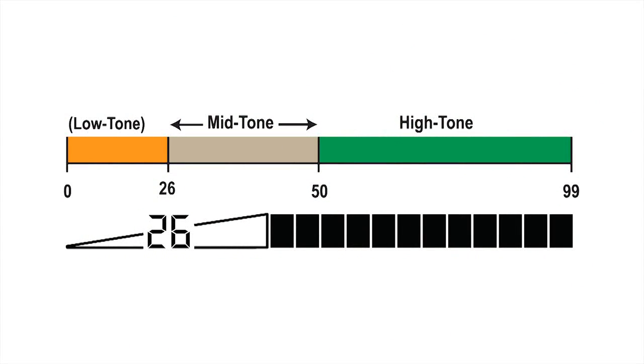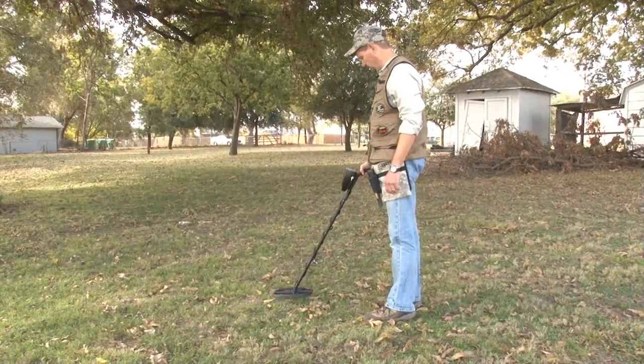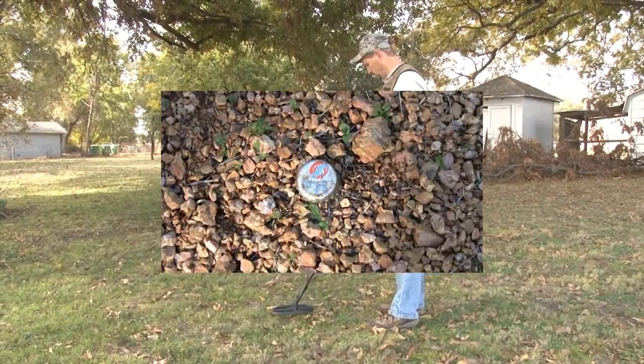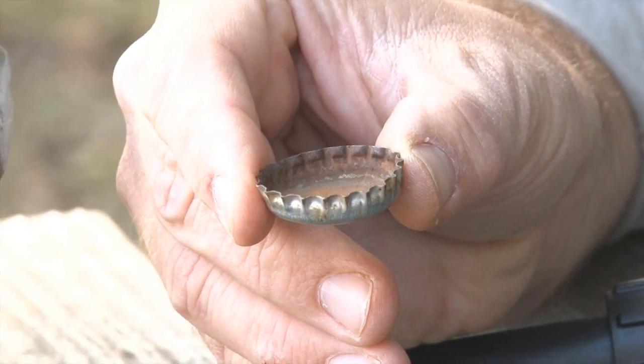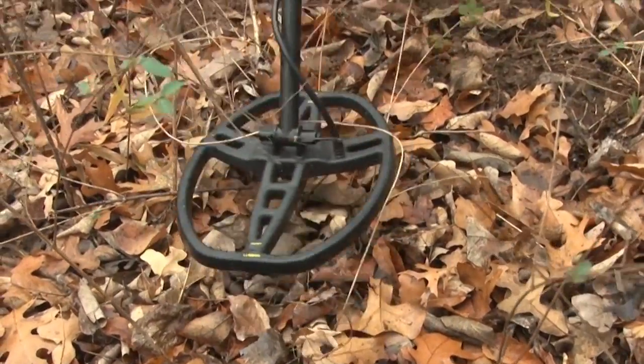By changing my midtone range using iron audio, anything I find now with a target ID value above 26 will sound as either a medium tone or high tone. Hearing the discriminated iron can really make a difference. The iron audio feature is even more impressive at identifying bottle caps. Since they are flat and have pretty good conductivity, they can trick some detectors into thinking they are a coin or some other good target.